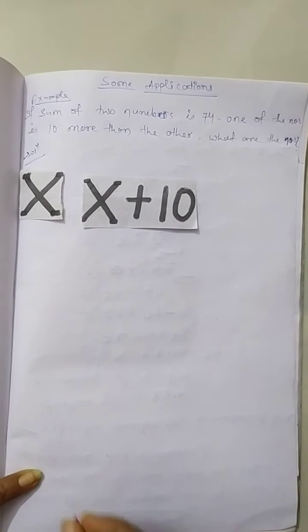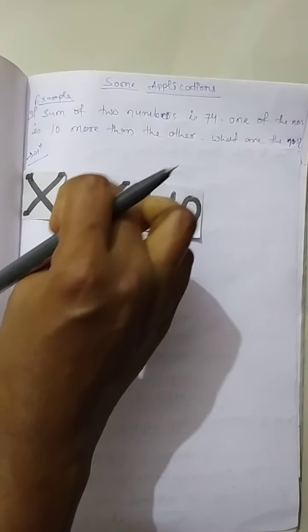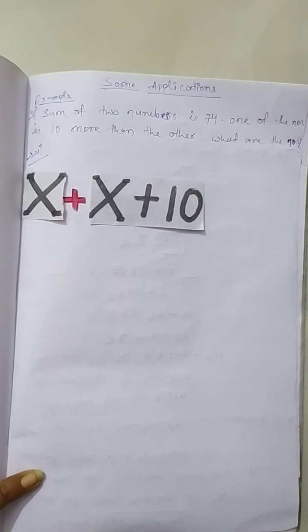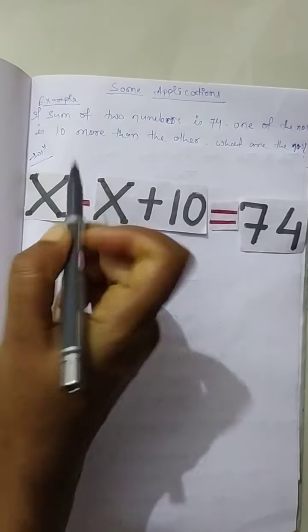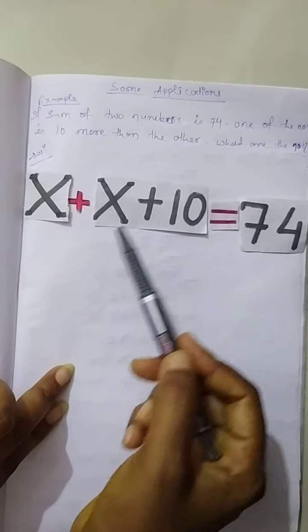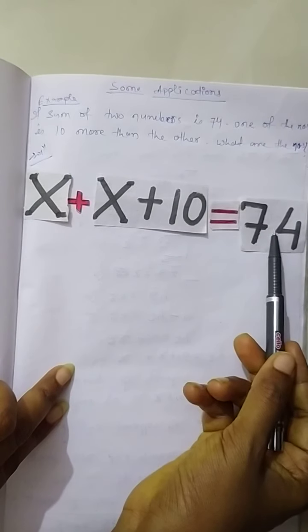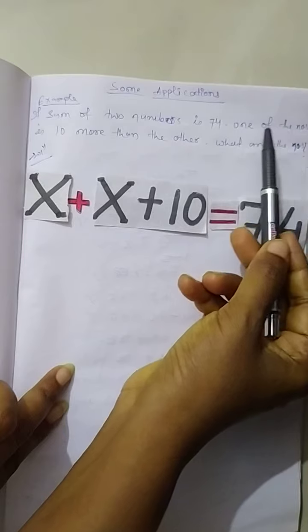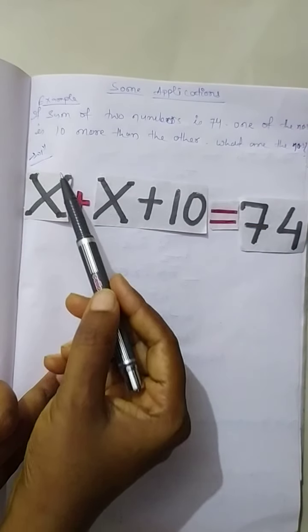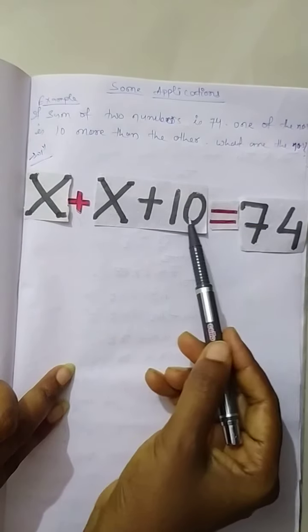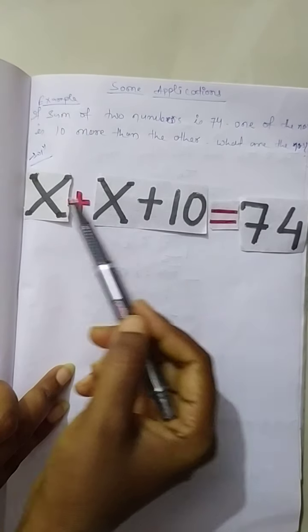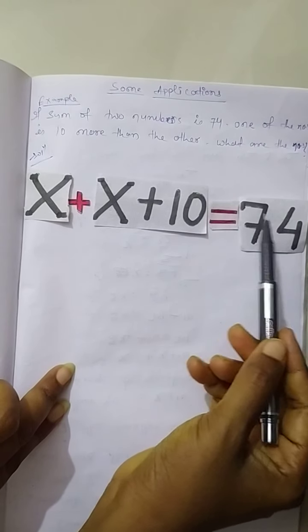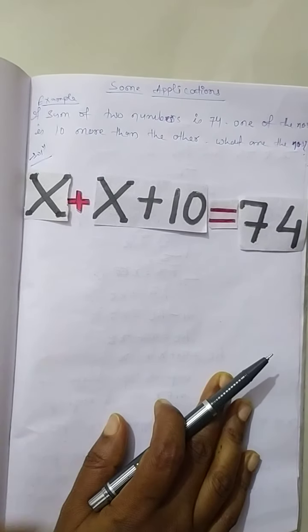So what is the summation of these two numbers? Summation means addition of these two numbers is 74. If the sum of two numbers is 74, one of the numbers is 10 more than the other. If one number is x, another number is x plus 10. The sum of these two numbers means we have to add them, and the equal sign is 74.